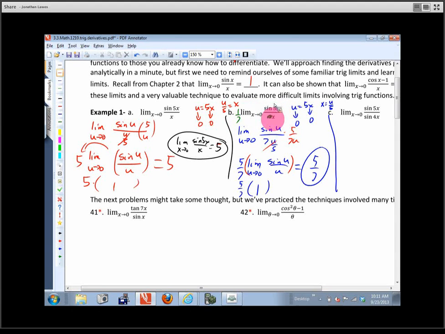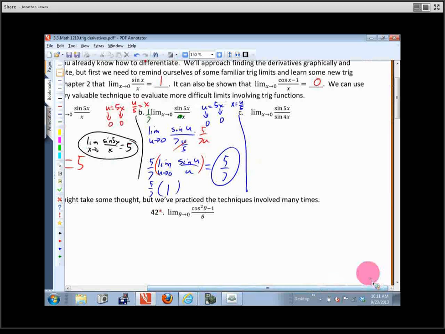Does this limit look familiar? We just did it. And if we already did it, we know what the answer is. So this limit would be 5. So 1/7 times 5 would be 5/7. Okay? Pretty nice trick. Any questions? Okay, let's take a look at the next one.